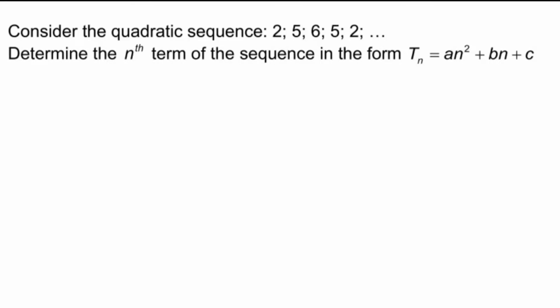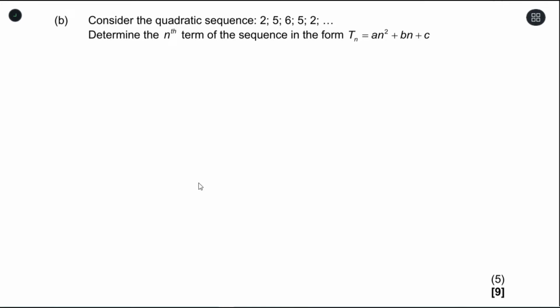Consider the quadratic sequence 2, 5, 6, 5, 2. Determine the nth term of the sequence in the form Tn = an² + bn + c. Since it's a quadratic sequence, it usually has two differences, right? And the second difference is always common, right? It's always the same. So let's write this out.